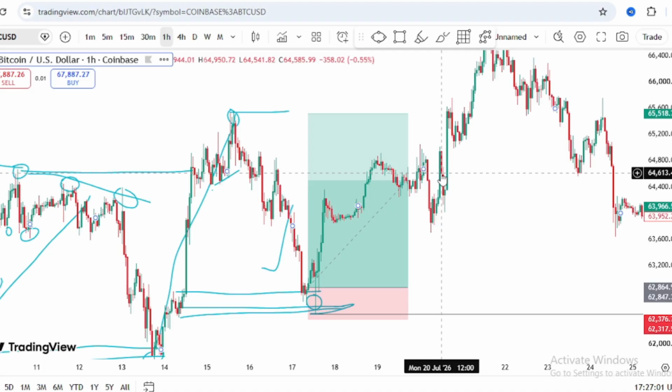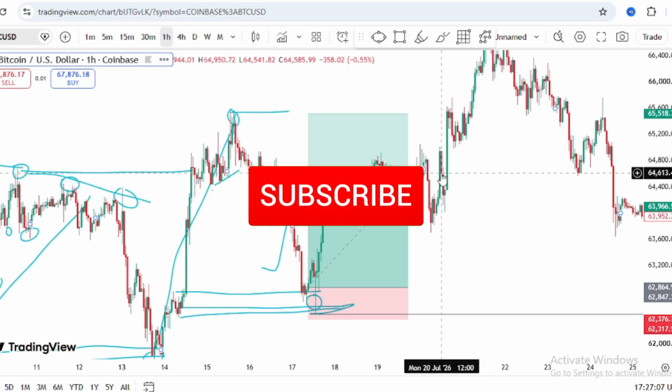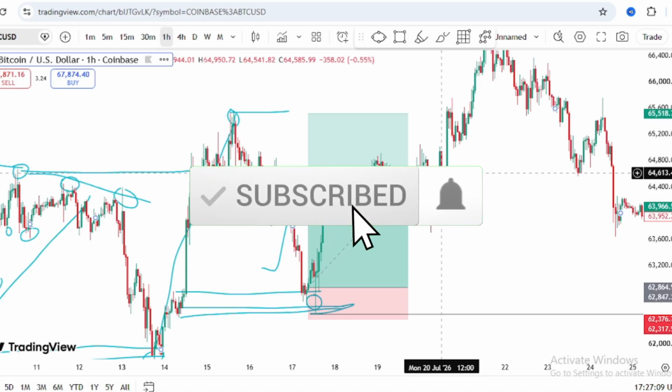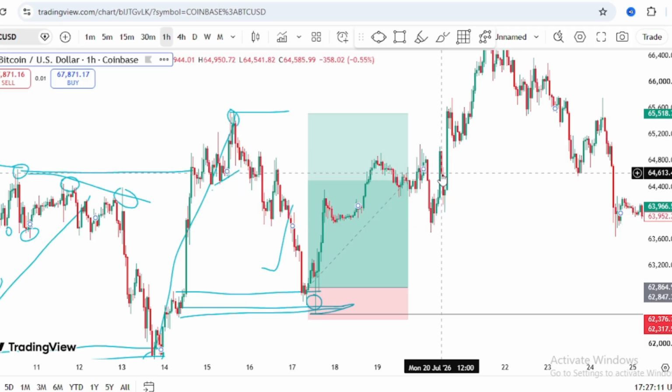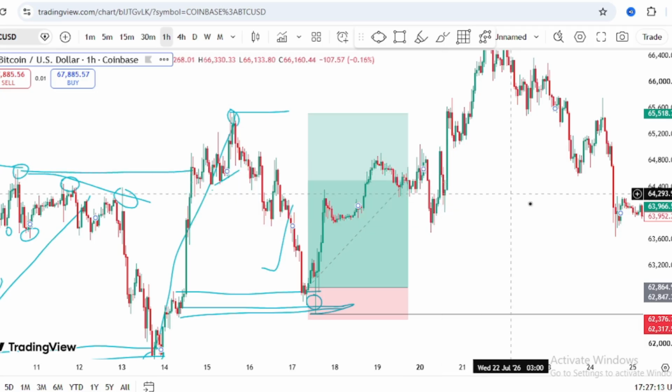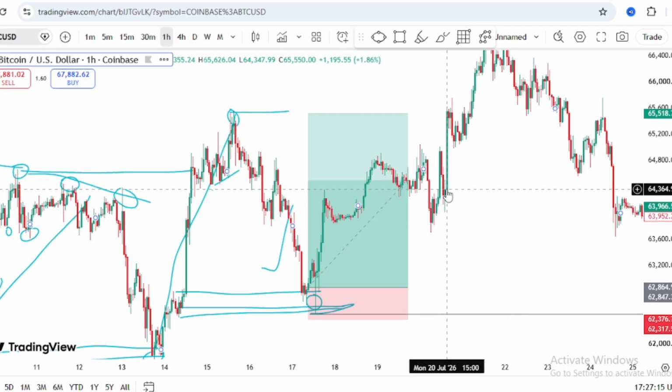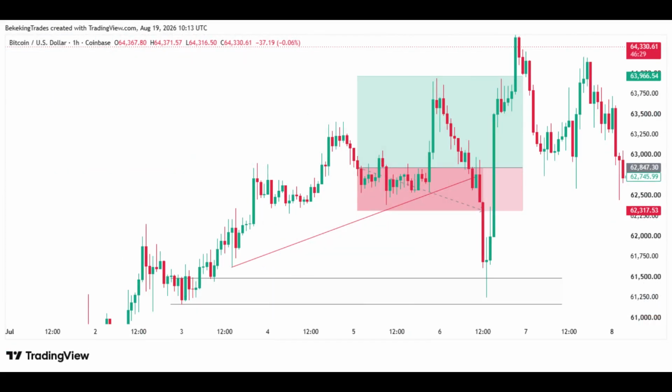Liquidity is fuel for institutions. Don't trade the breakout of liquidity. Trade the reaction after liquidity is taken. Always wait for displacement and structure. See you in the next video.